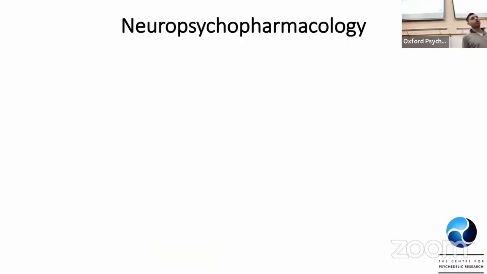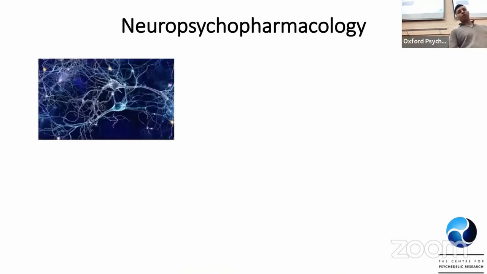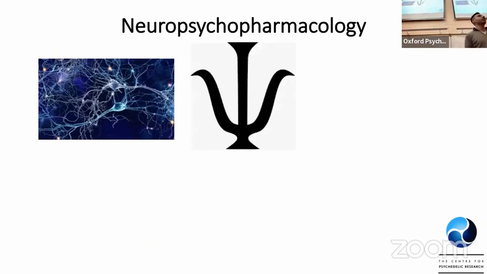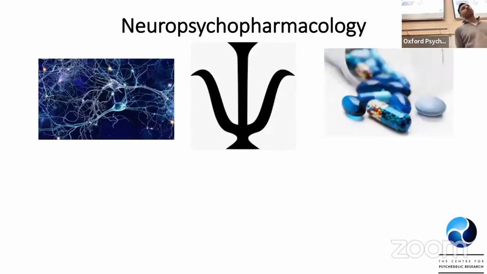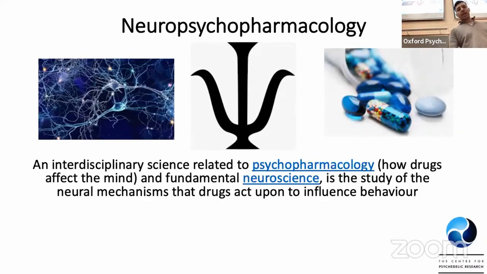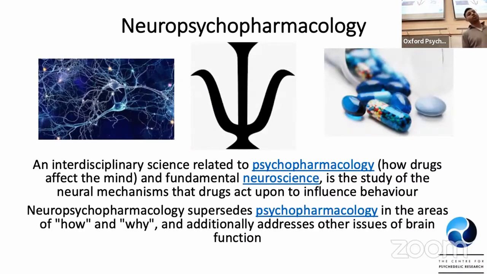Neuropsychopharmacology is a study which describes neurons, which are the fundamental cellular units of the brain and the central nervous system, the psyche, which describes the totality of the human mind, the unconscious and the conscious, and pharmacology, which looks at the interaction between chemicals and biochemical properties associated with disorder in humans. It's an extension of the discipline of psychopharmacology, which specifically looks at how drugs interact with the mind, but neuropsychopharmacology particularly wants to know how and why these changes happen.